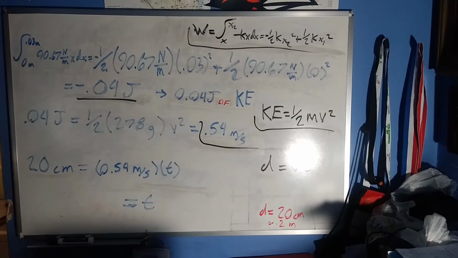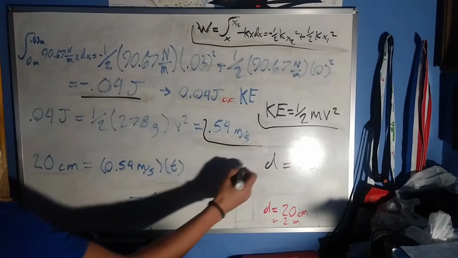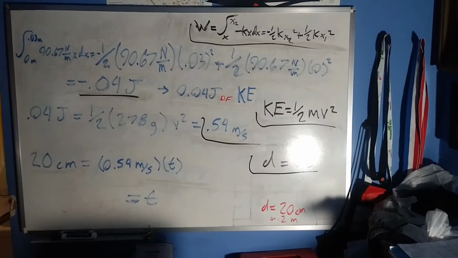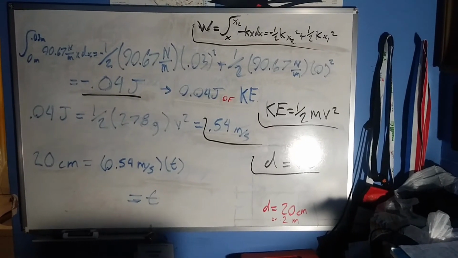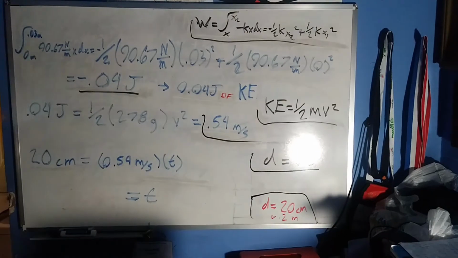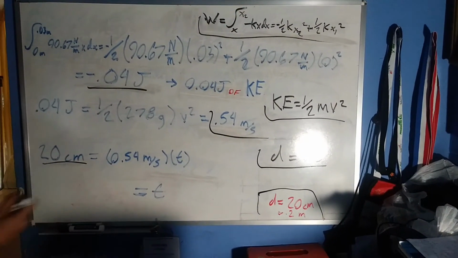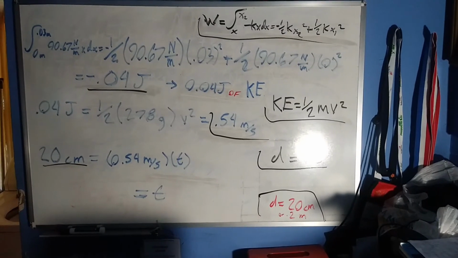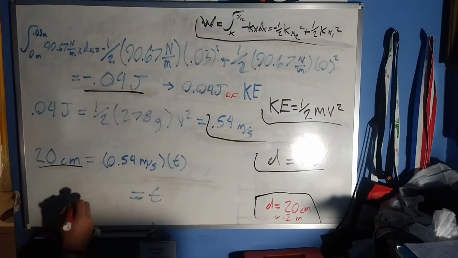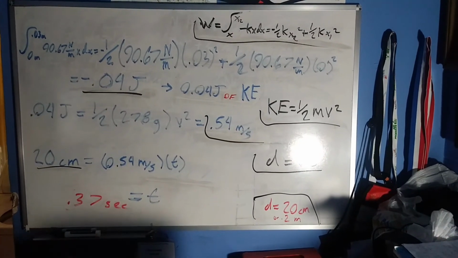Finally, by using this final part, we end up looking for time, and we will be doing that by plugging those numbers into the distance formula. Because our actual goal distance is 20 centimeters or 0.2 meters, we will plug it in right here into the distance formula, and by using simple algebra as well, we end up deriving 0.37 seconds as our final time.